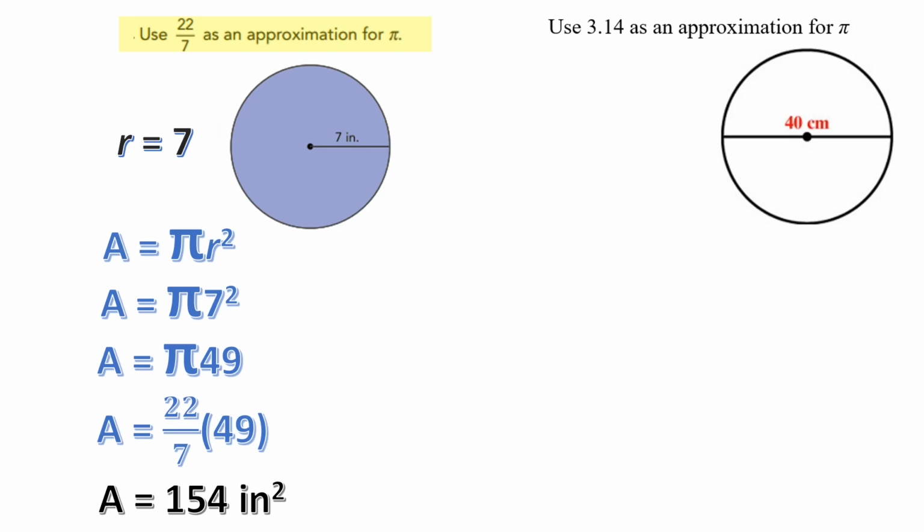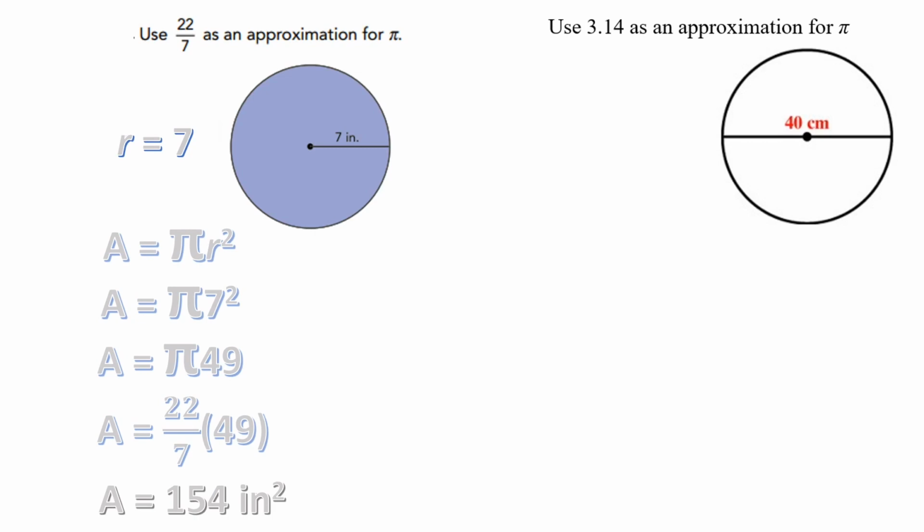The next one is a 40 centimeter diameter circle. So again, I start with my formula, pi r squared. I need to get the radius. They give me the diameter, so I have to half that to get 20 centimeters as my radius, and then I can plug in 20.